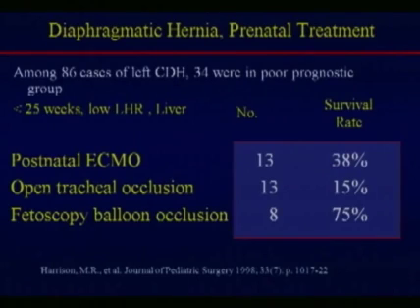Here's some of the original data from now over 10 years ago, looking at the worst prognosis groups, that is with a low lung to head circumference ratio and liver involvement, and they found improved survival rates using the tracheal occlusion method, particularly using the method I just described.